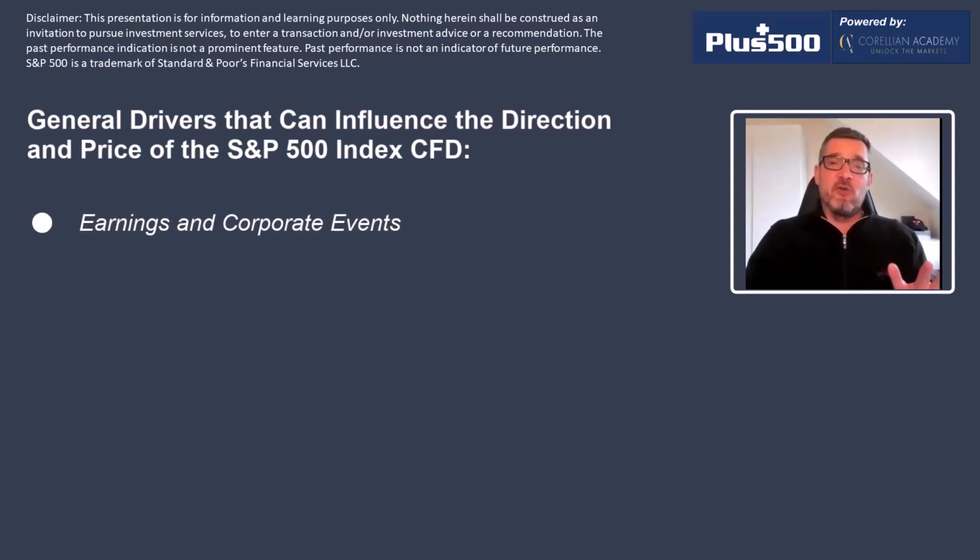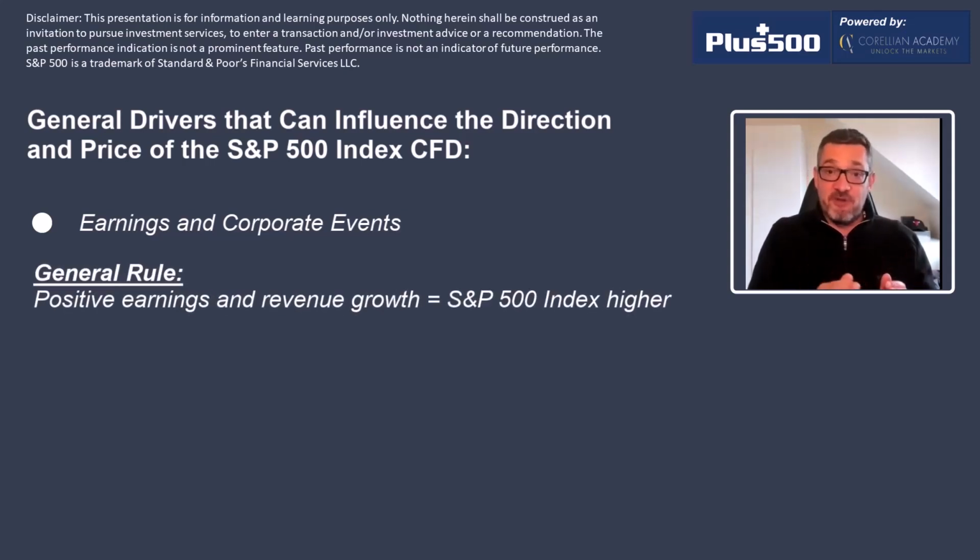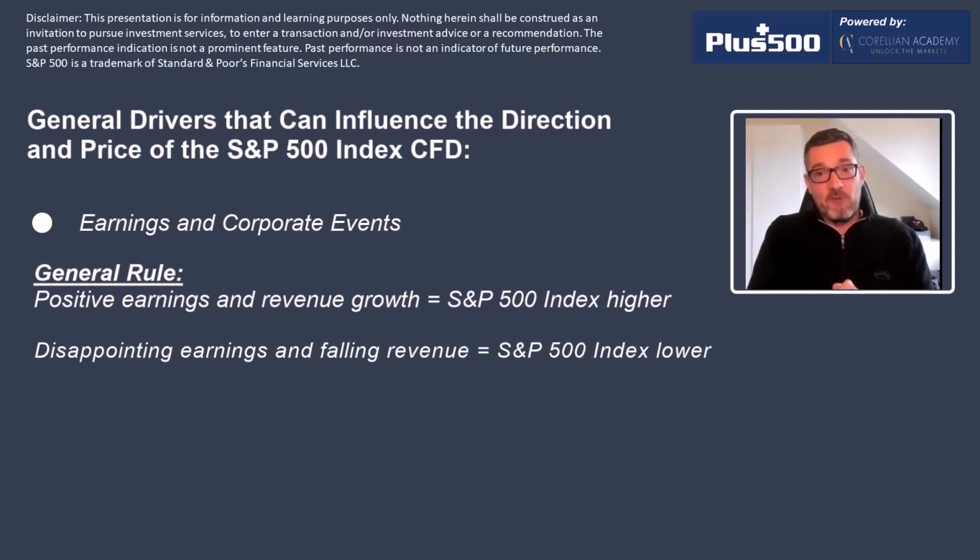The first category focuses on the earnings of individual companies within the S&P 500 and corporate events. The financial performance of the companies within the S&P 500 index has a significant impact on its movement. Usually, positive earnings reports and revenue growth from these companies can drive the index higher, while disappointing results and fall in revenue can lead to declines in the index.